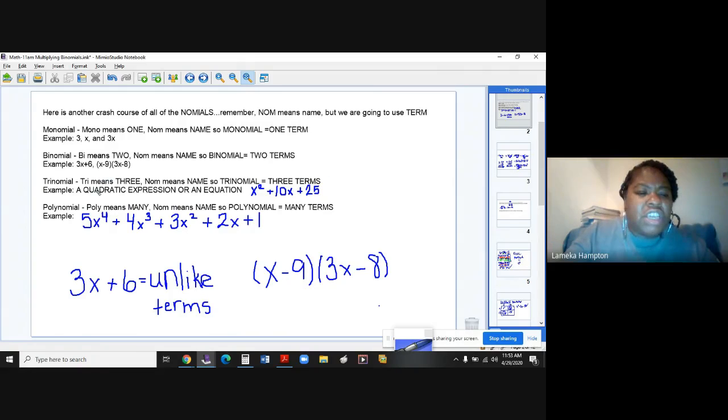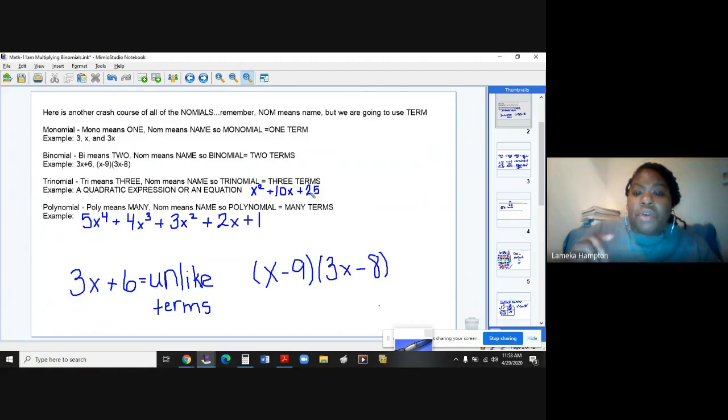Now, the example that I wrote here is a quadratic expression or a quadratic equation. So what I wrote in the blue, if I can find, I wrote x squared plus 10x plus 25. Now, remember, these are all unlike terms. So I cannot add this x squared to this 10x. And I cannot add this 10x to 25. These are all unlike terms, so I can't do anything with them.